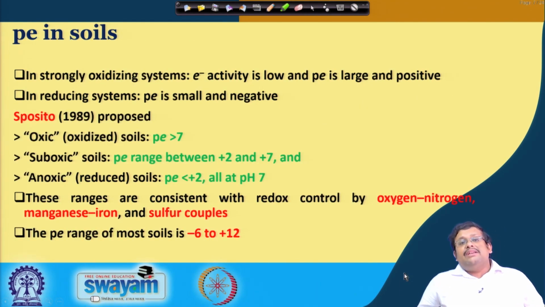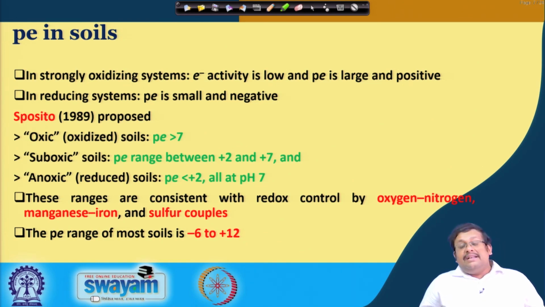Now, what are the other implications of PE in soils? In a strongly oxidizing system, the electron activity is low and PE is large and positive. I have already told you, just like the EH. In terms of EH, in the oxidized system and aerobic soil, you will see that it is positive in millivolts. Similarly, in a strongly oxidizing system also the electron activity is low and that is why the PE is large and positive. Now, in a reducing system PE is small and negative.